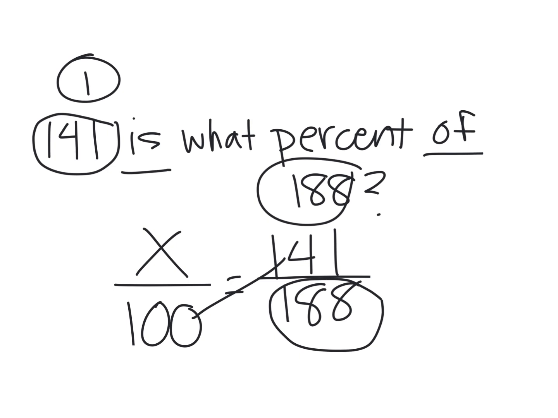Another way that you could solve this is you can say, I'm just going to kind of put this in a different color. 141 divided by 188 is going to give you a decimal. Enter, get a decimal, and then you're going to times it by 100. That will also give you the same answer. Either way you choose to do it is fine. You just got to show it.